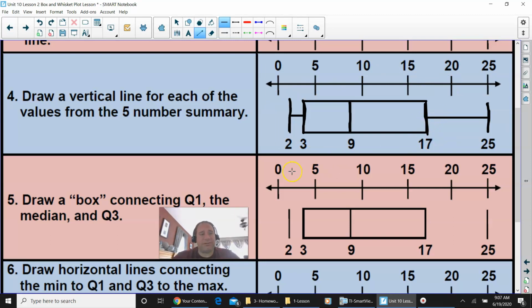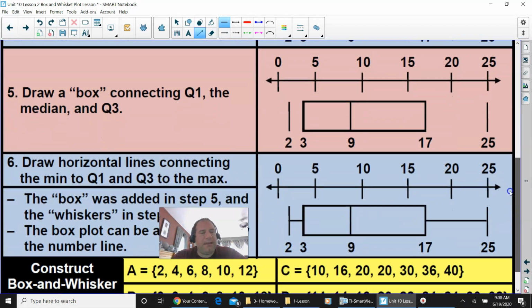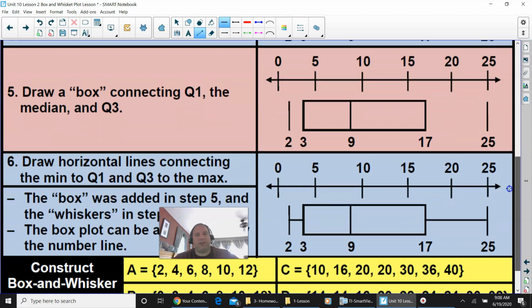So these are all the steps. Draw a box connecting Q1 and the median and Q3. Those are the quartiles. And then you just basically draw horizontal lines just looking like this. All right. The box was added in step 5, and the whiskers in step 6. Box plot could be above or below the number line.